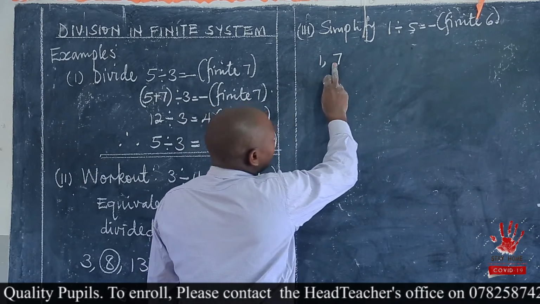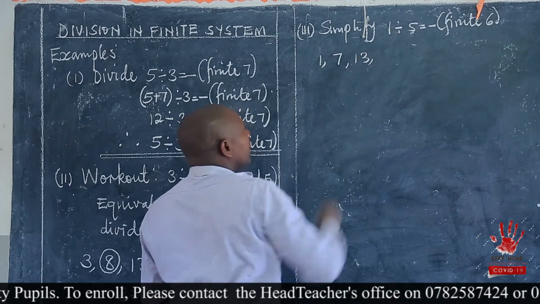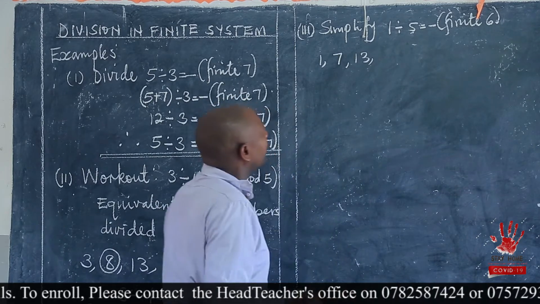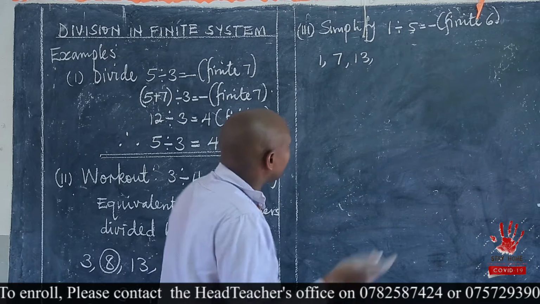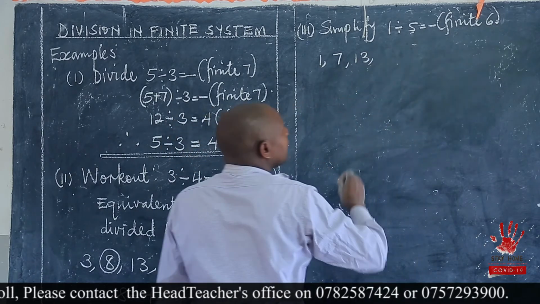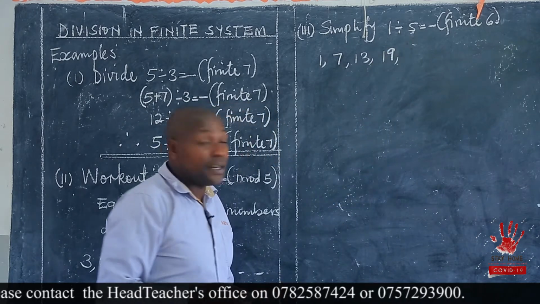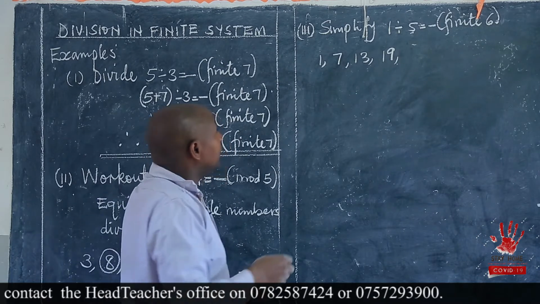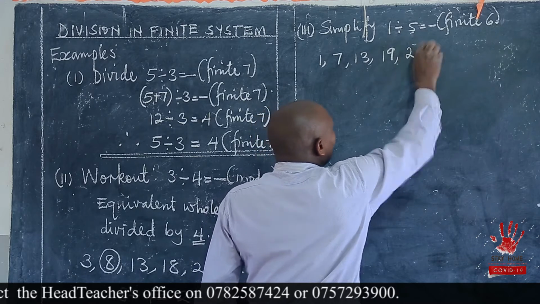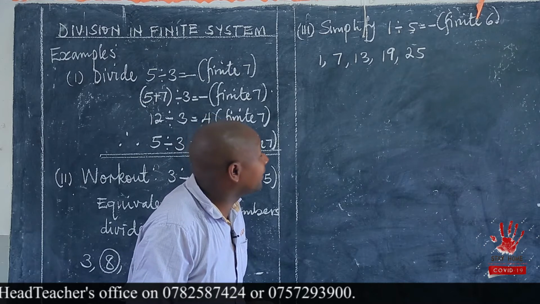What about 7 plus 6? Somebody saying 13. Okay? Have we got any multiple of 5? Someone saying no. Hey, teacher, where will it end? Let's move. Then 13, again plus 6. Somebody saying 19. Good. But the equivalent number is nowhere to be seen. Then 19 plus 6. Somebody saying 25. Again, nowhere to be seen. Oh, somebody has already seen something here.